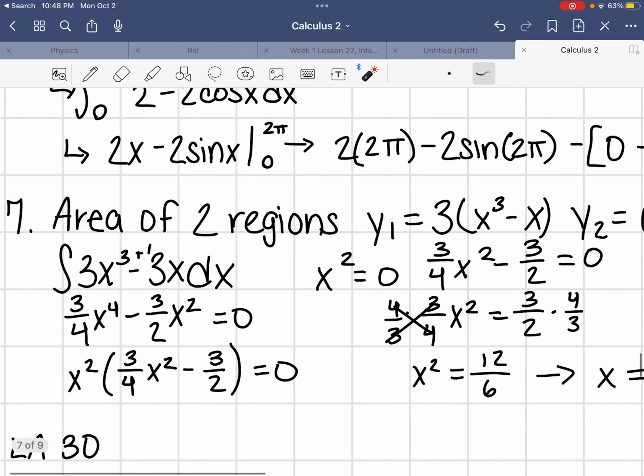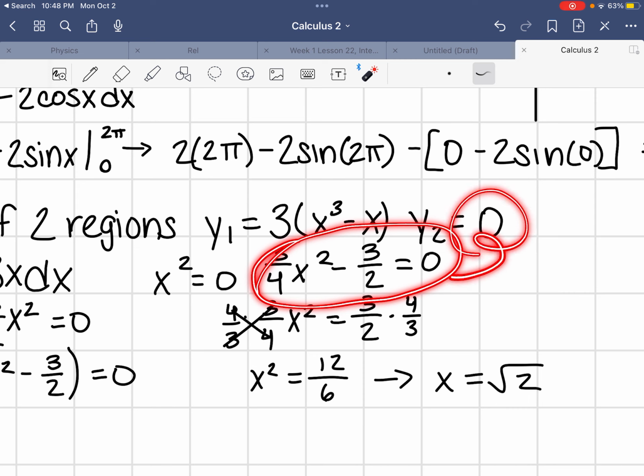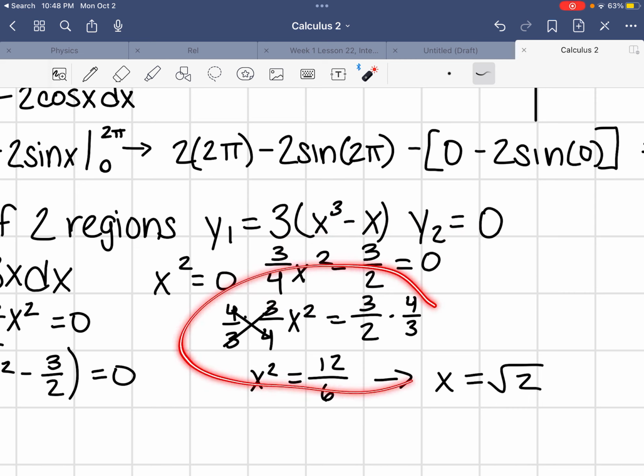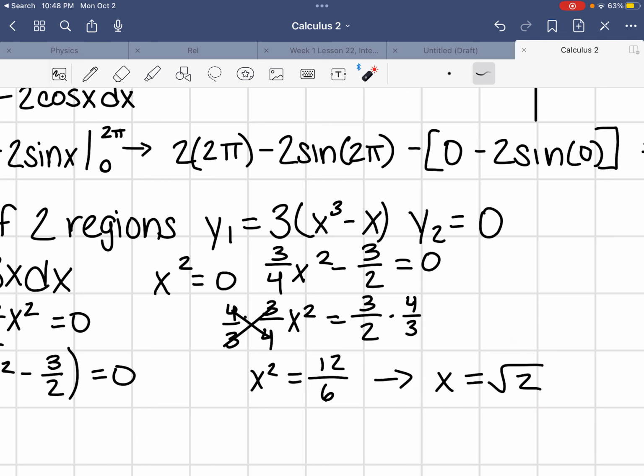Now number 7, area of 2 regions. So it gives us 2 y's. Well, y1, the first y, is 3 times (x cubed minus x), and this one is 0. What I did is I found this here, which is basically 0. Basically, I did the same thing here. I plugged in y as well, and I try to find x, and you can see that the x that we got is this one, obviously plus or minus.